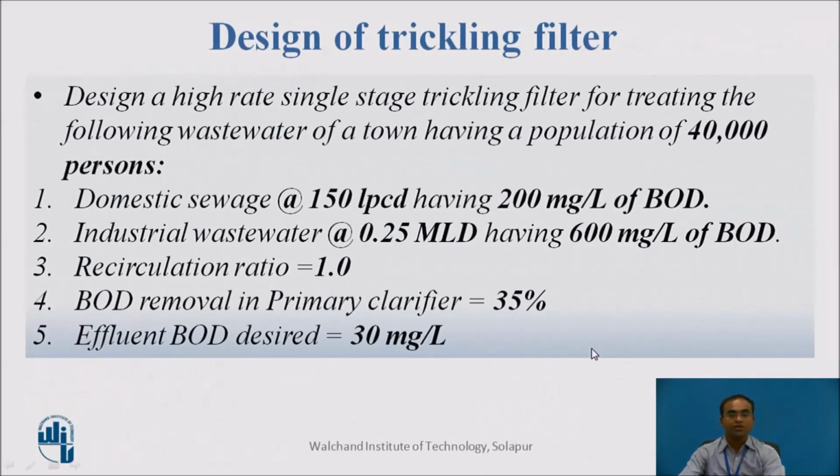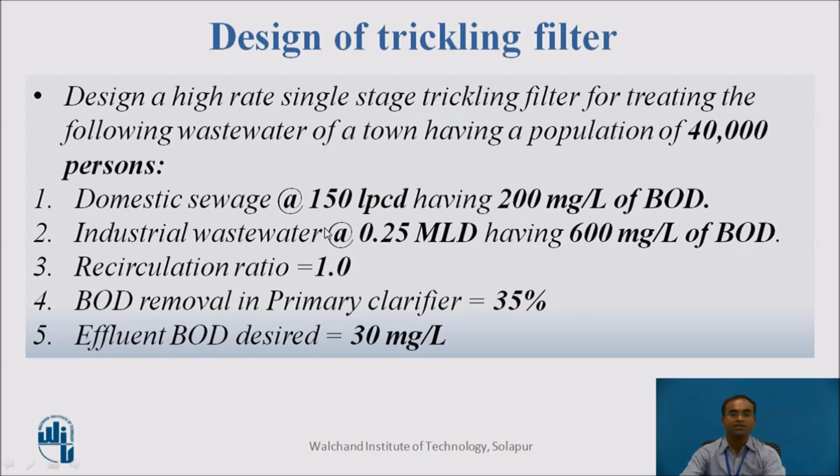Let's see one example of design of a trickling filter. Design a high rate single stage trickling filter for treating the following wastewater of a town having a population of 40,000 persons. The parameters given are domestic sewage at the rate of 150 liters per capita per day, having 200 mg per liter of BOD, and industrial wastewater at the rate of 0.25 million liters per day, that is MLD, having 600 mg per liter of BOD.